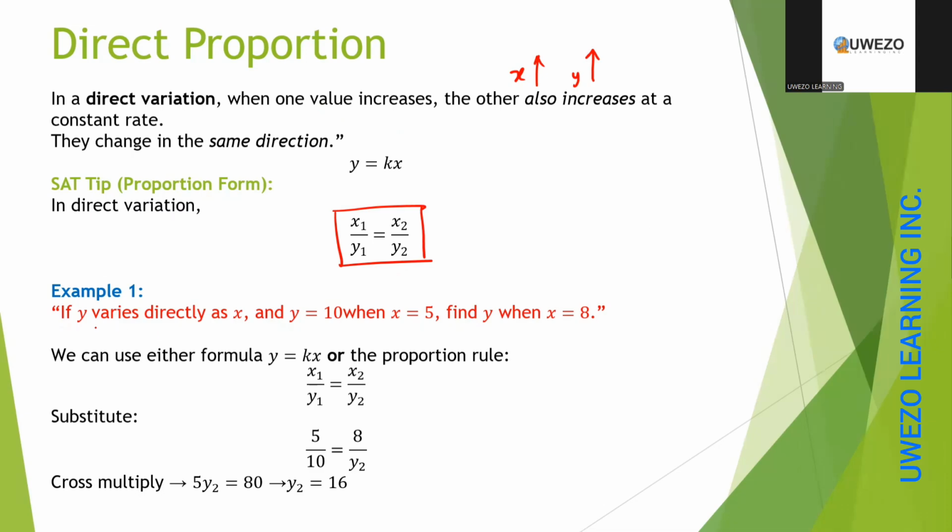For example, if y varies directly as x, and we have a pair of values, y is 10 when x is 5, then to find y when x is 8, we can apply the formula. So 5 over 10 must be equal to 8 over y2, and you can cross multiply to get the required answer.